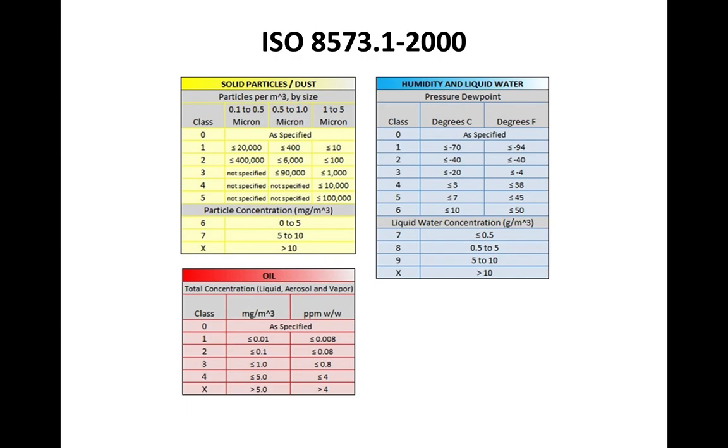Okay, because the maximum capacity of a refrigerant dryer is to produce compressed air with a pressure dew point minimum of 2 degrees Celsius. Lower than 2 degrees Celsius, you need another type of dryer.